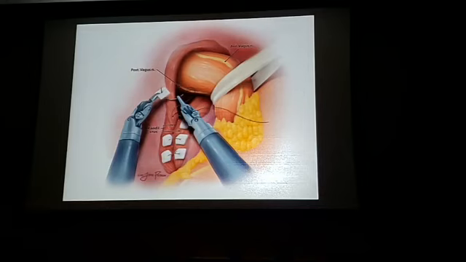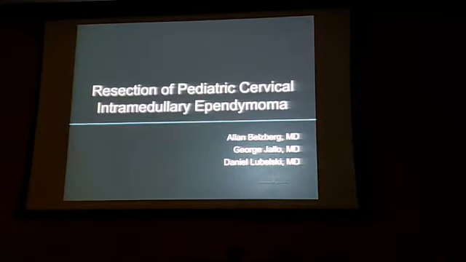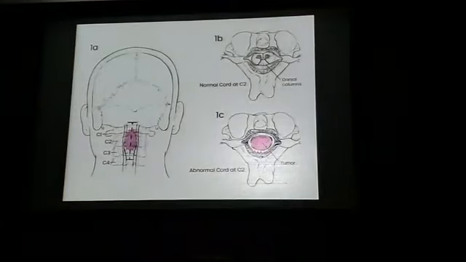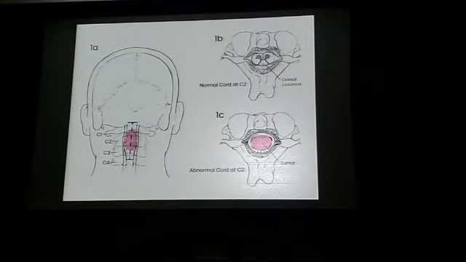If there are no other comments, I will move on to my next surgery. The second procedure that I'm presenting is a resection of a pediatric cervical intramedullary ependymoma. In the case I observed, the patient had an ependymoma located between C1 to C3, seen in pink on figure 1A.